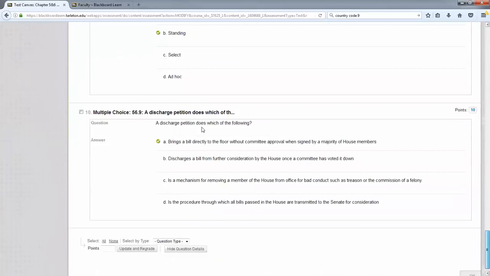What does a discharge petition do? A discharge petition says you don't even have to get committee approval. You don't have to get voted onto the floor. You can just go directly to the floor.